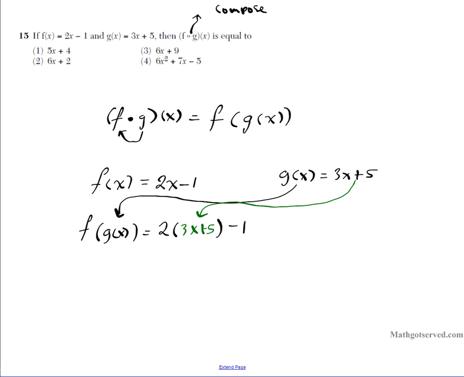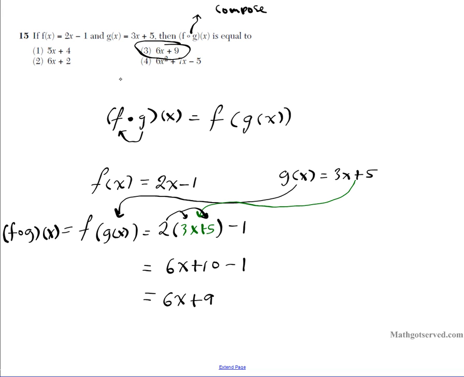All right, this is basically what f circle g means. Okay, f of g of x. Let me just put it here so you can get the gist. This is f circle g. It's not "fog," okay? Some people call it fog, I don't know why. Anyway, so you have that. If you simplify this, you have 6x plus 10, a consequence of distributing 2 to these two numbers right here, minus 1. And then your final answer is 6x plus 9. All right, so the answer to number 15 is that.